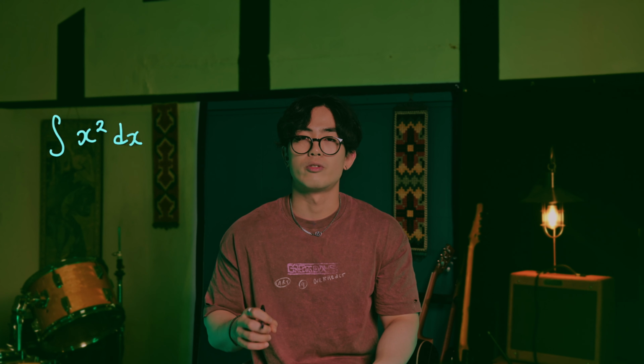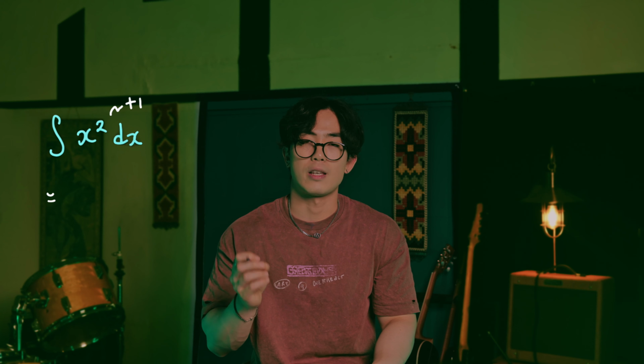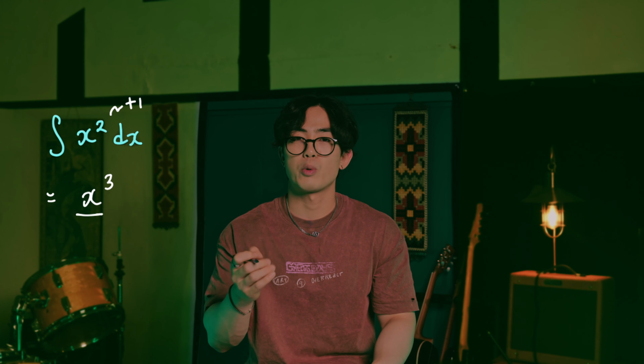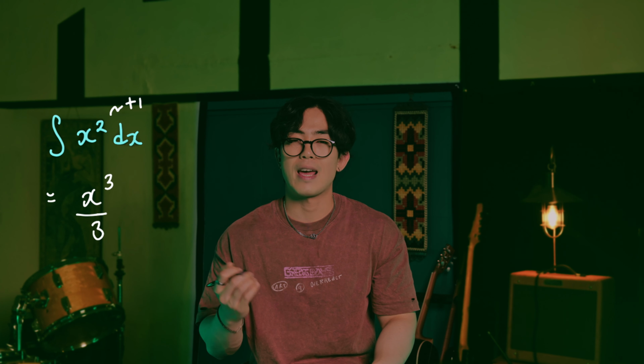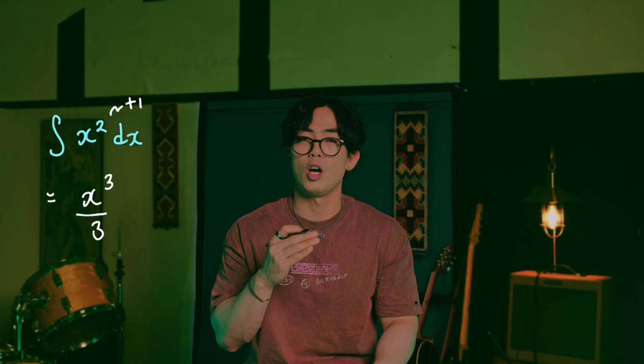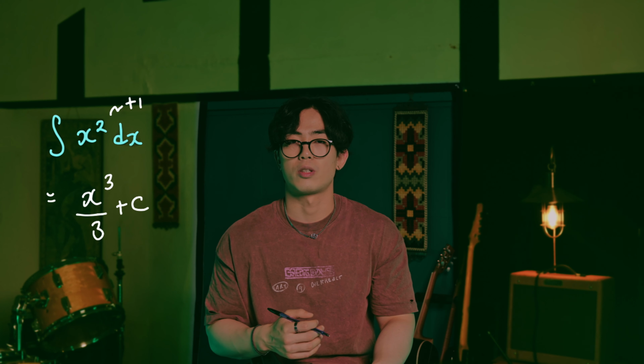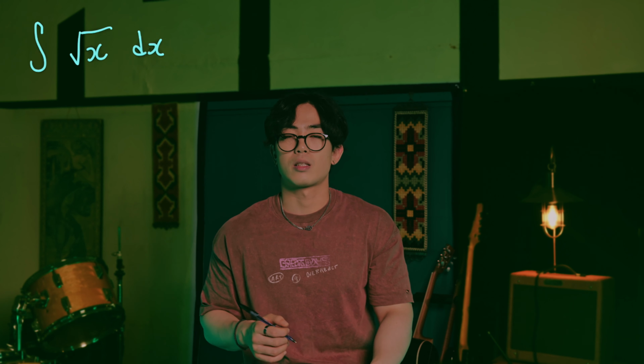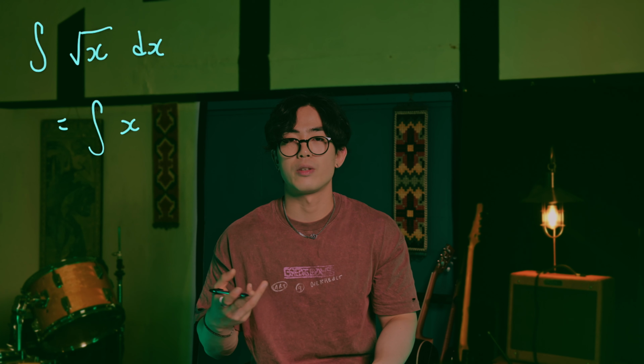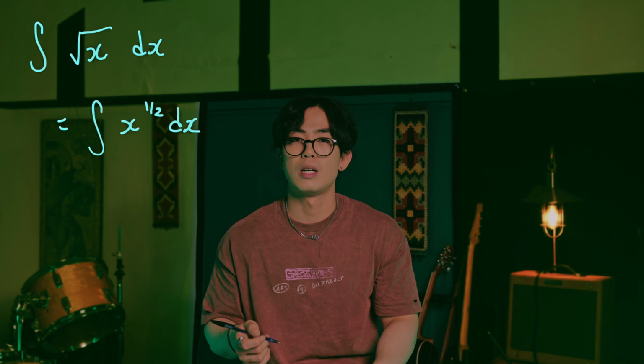Anyway, let's try integrating x squared. So using the rule, remember, we add 1 to the power. So in this case, 2 plus 1 is 3. And then we divide it by that. So integrating x squared will be x cubed over 3 plus the integration constant plus c. Let's try another one. So let's say root x. Once again, changing it into an indices form, that's going to be x to the power of a half.